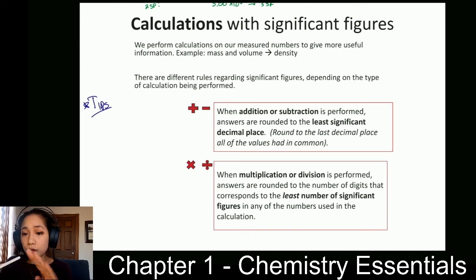There are two rules. There's the addition and subtraction rules, and then there's the multiplication and division rules. Students get the multiplication and division rules pretty well. It's the addition and subtraction ones that students just forget about. So let's go through those.